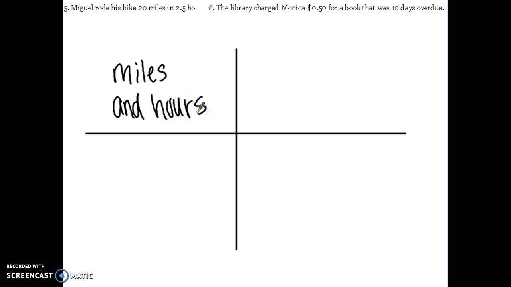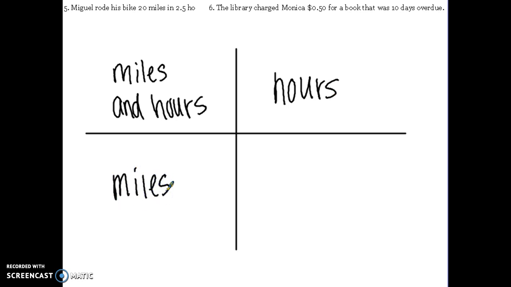Between miles and hours, the independent variable is hours, because how many miles he rode depends on how many hours he's been riding. So hours is the independent variable and miles is the dependent variable.